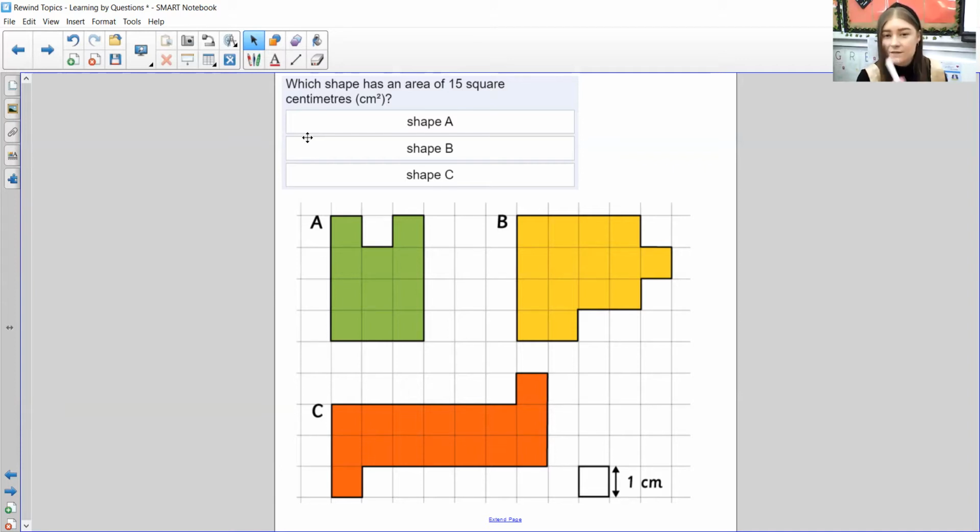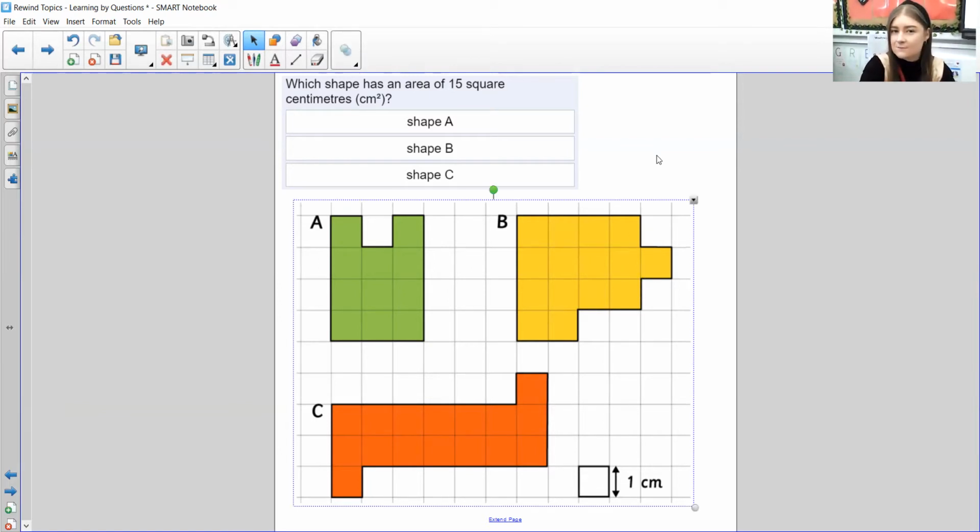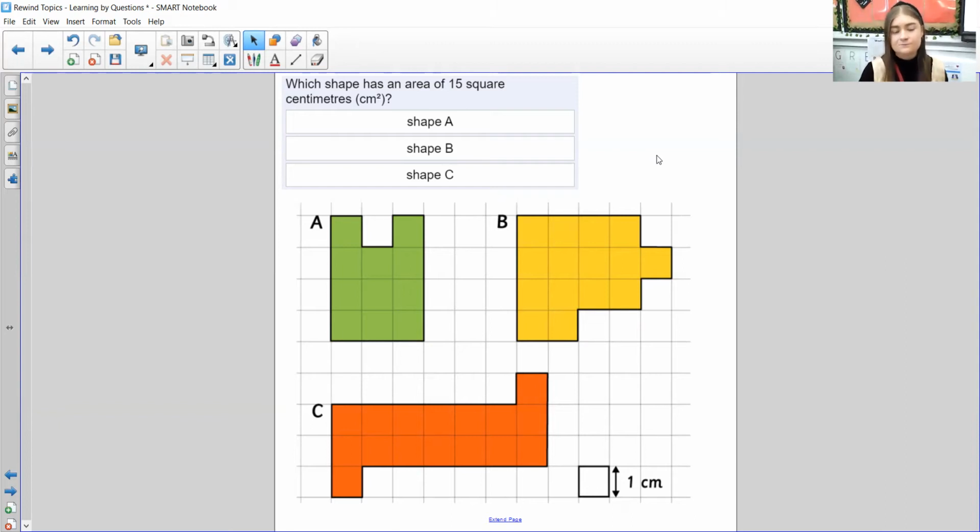I've just worked it out. So, ready for the answer? B has got 15 centimeters squared. And I looked at it because I thought 1, 2, 3, 4. So that's 2 lots of 4 there, which is 8, 9, 10, 11, 12, 13, 14, 15. So it is B that has got 15 centimeters squared as its area.